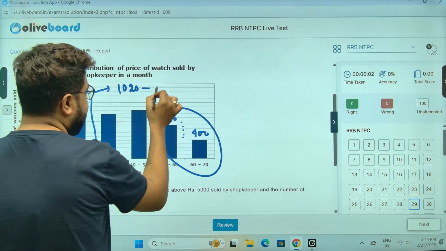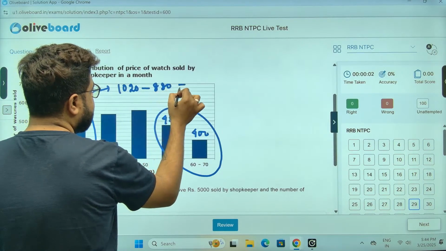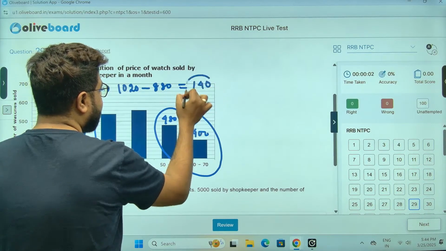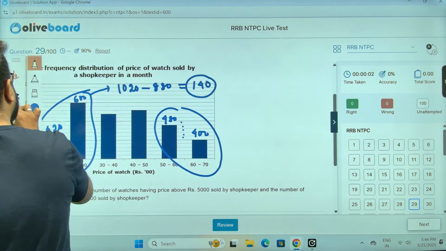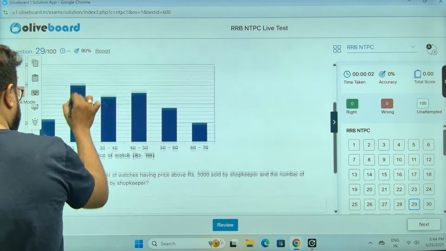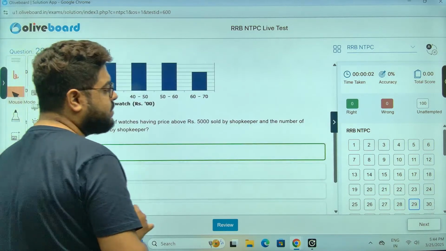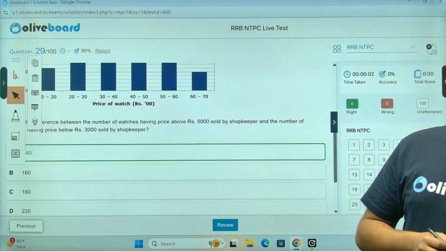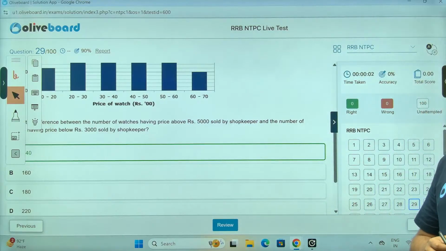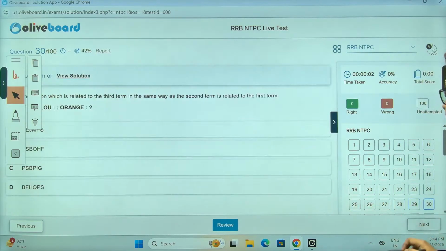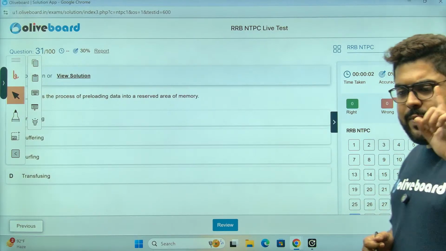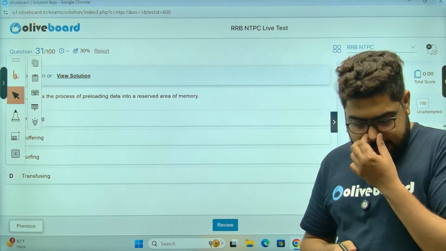minus this is how much? 880. 900, that is 120, 140. 140 will be your answer. Very simple question, right? 140, option number 1, is your correct answer. Yes, Arghamita, perfect. Very good. Next one. Is the sound okay? Sound now is clear. The quality is good, right?